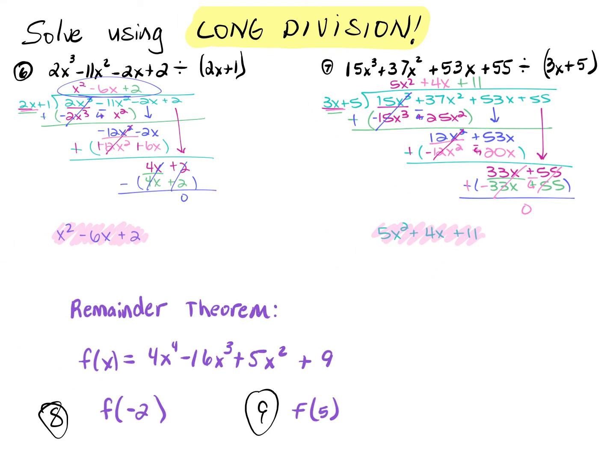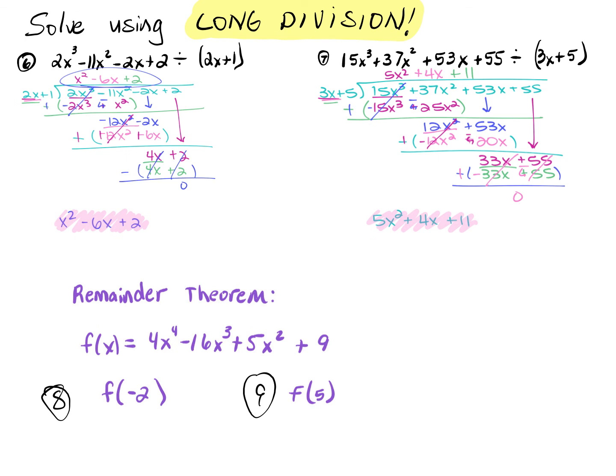With your remainder theorem, remember with these, you're going to be given a p of something or an f of something in this case. You're plugging that in for x. With your remainder theorem, you take the number that's in the parentheses, put it in your box, use synthetic division. Whatever your remainder is, that's your answer. Make sure all of your powers are represented. For this one, you have f of x is equal to 4x to the 4th power minus 16x cubed plus 5x squared plus 9. You're missing the x, so you've got to add in the 0x.